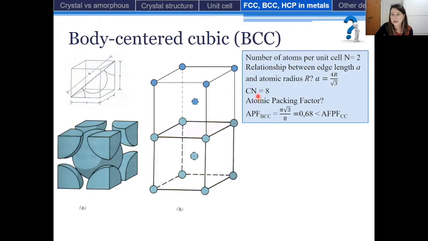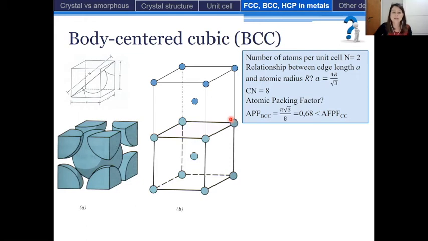Then let's see what is a coordination number. So the number of closest neighbors. In that case, it's quite obvious. You should consider the atom placed at the center of the cube, and so its closest neighbors are the atoms placed at each corner of this cube.